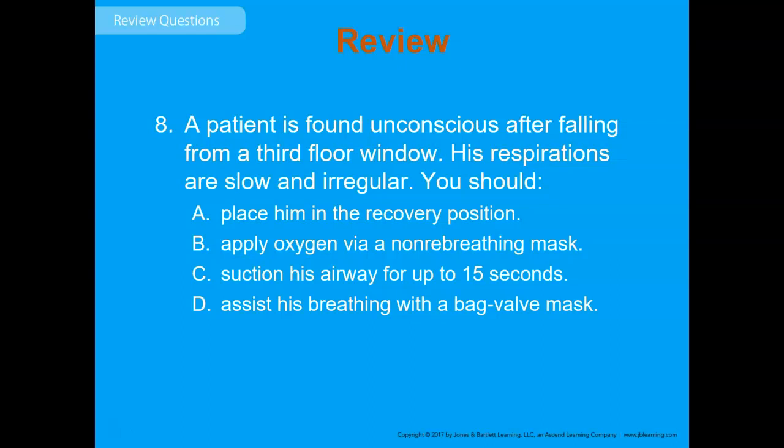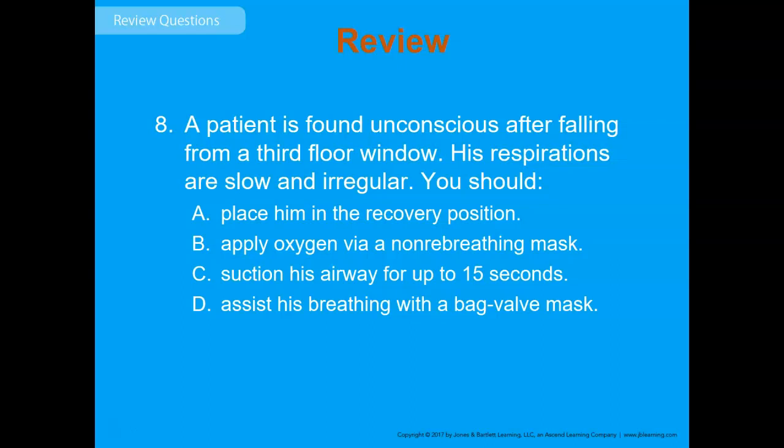Patient is found unconscious. Sick or not sick? You got it, sick. He fell from a 3rd floor window, multi-system trauma, right? So we could have a broken neck, we could have broken bones, he could have broken some ribs and lots of stuff. So this guy's sick.